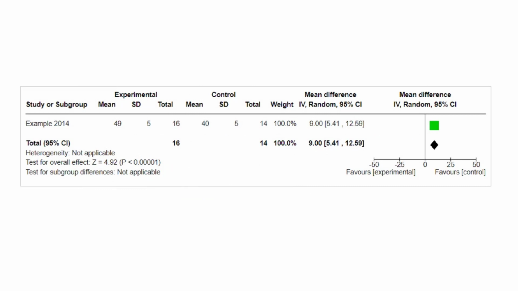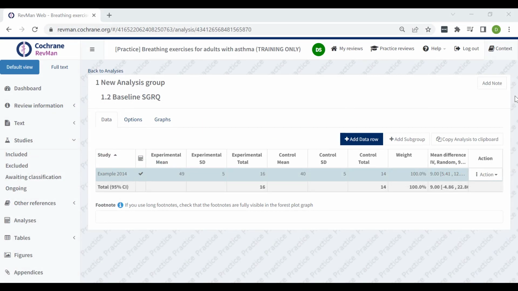Here is the data entered, 49 and 40 for the two groups, 16 and 14 the number of patients, and the standard deviation from the table of 5 and 5. And what we see is a highly significant difference between these two arms, a p-value reported as 0.00001. Something is not fitting here. Let's look into this further using the calculator.